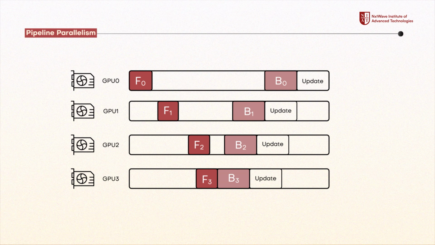Pipeline bubbles. Here's a quick question. If only GPU 0 starts processing the input, what are GPUs 1, 2, and 3 doing in the meantime? Exactly nothing. They're idle. This idle time, where some GPUs are waiting for data from earlier stages, is what we call a pipeline bubble. This sequential data dependence is a source of major inefficiency.